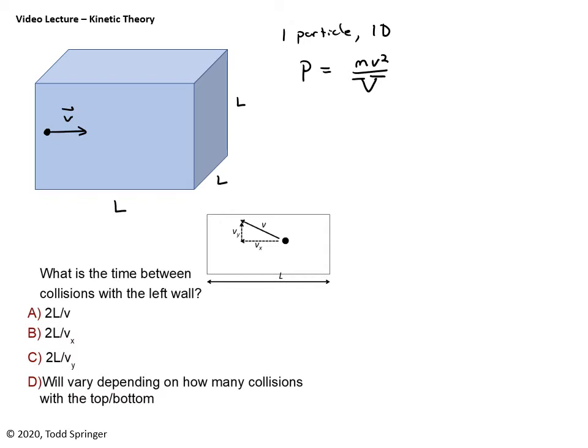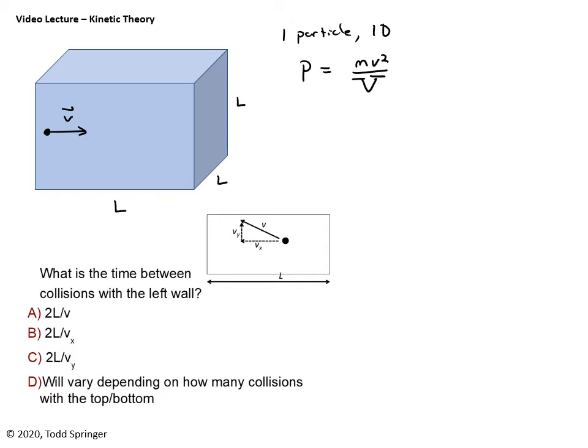So let's assume, like it's shown in this picture here, that it's moving at some angle. So it has an x component of its velocity and a y component of its velocity. And there could be a z component, I just didn't draw it here. So we have to go back and think about what has to change in what we did before. One thing we have to think about is, how about the time between collisions with the left wall? What is it now? Is it the same as before?